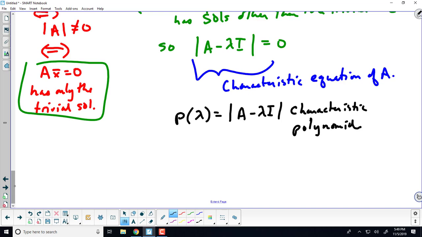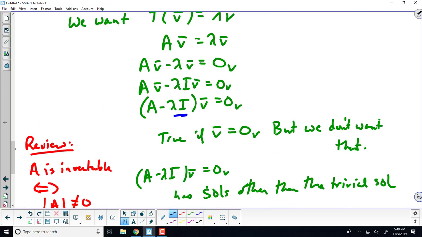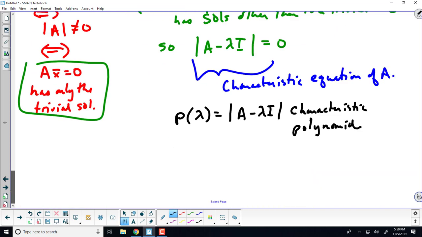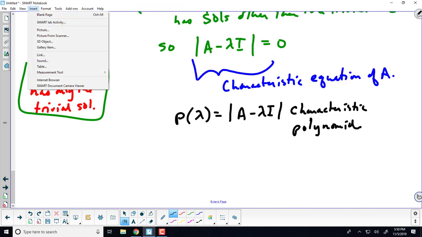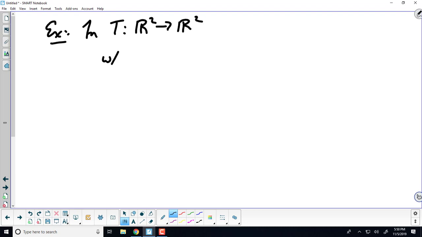Okay? So I'm going to work through this, and I'm actually going to go all the way back. We're going to start back from scratch here. Where do we want to start? I guess we will start with the characteristic equation. Okay, so let's do this. For T mapping from R2 with A its associated matrix.